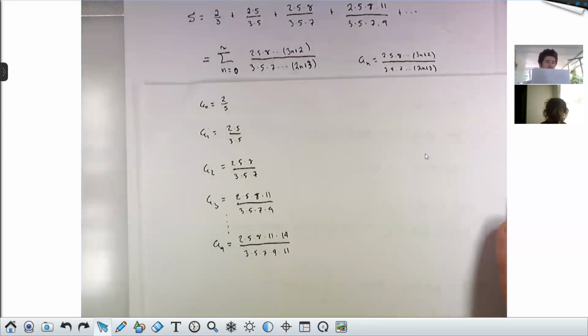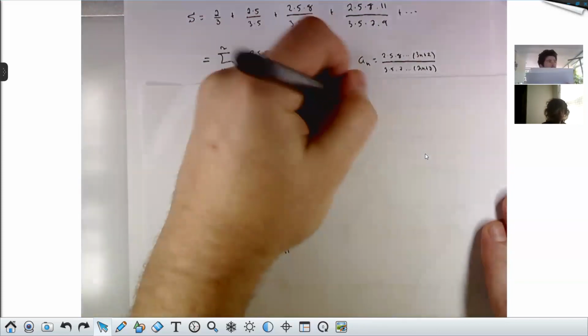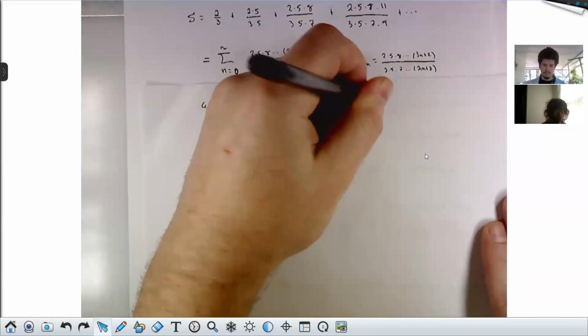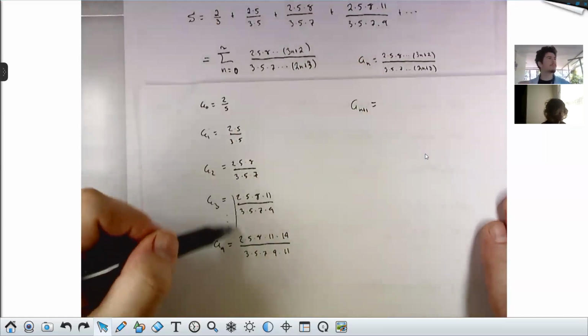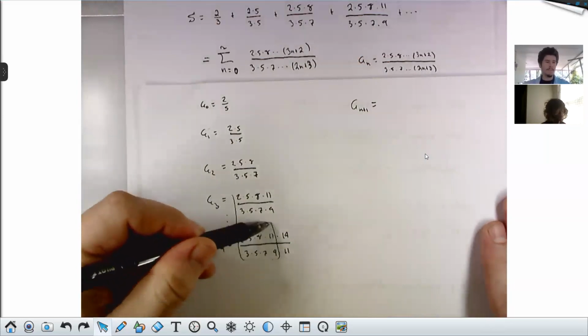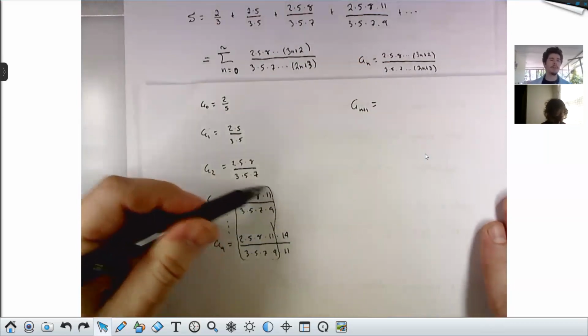So a_{n+1}, if you look at a_4 compared to a_3, there's a copy of a_3 within a_4, right?